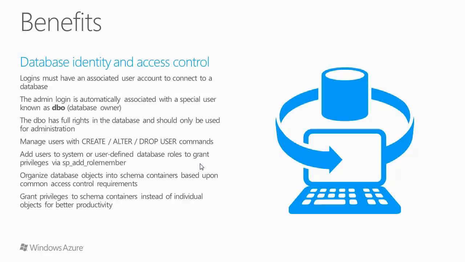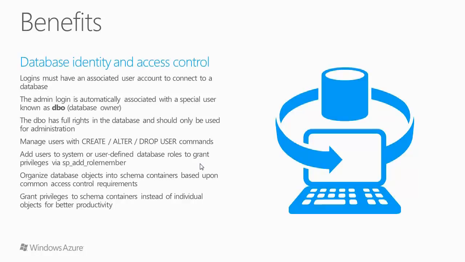So when you provision your server and you create that main login, this is really associated to the DBO account, and that's what gives you really SA privileges. That DBO has full rights in the database, and really it should only be used for administration. We talked about that in the last slide. Don't use that for anything else. Just use that for administration.